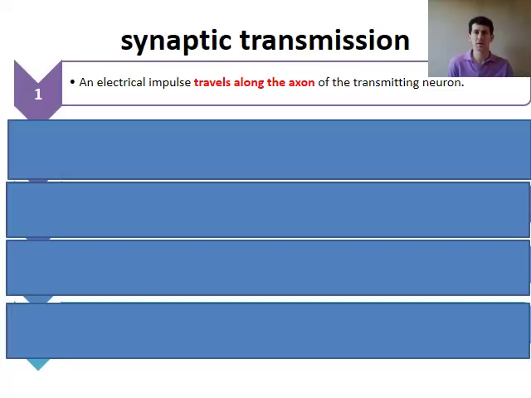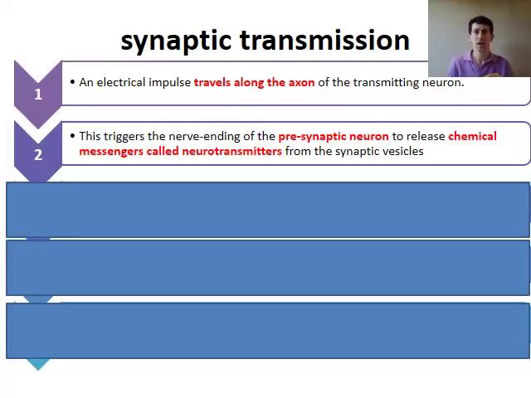Now we're going to go through a step-by-step process on how synaptic transmission actually occurs. The first stage is we get an electrical impulse travelling down an axon. As soon as it arrives at the presynaptic neuron, the presynaptic neuron will release neurotransmitters, things like serotonin, like dopamine, into the synapse. Those neurotransmitters will be released from synaptic vesicles, those little bags we talked about at the start.